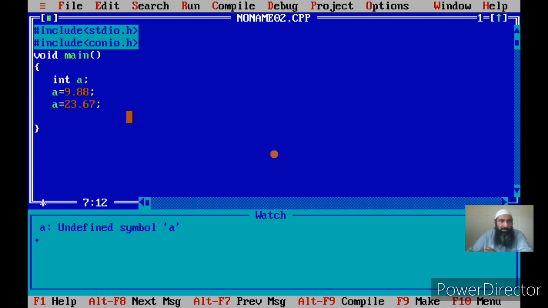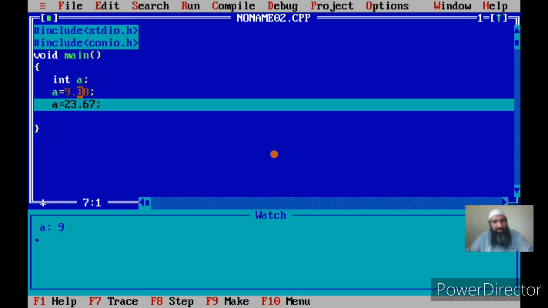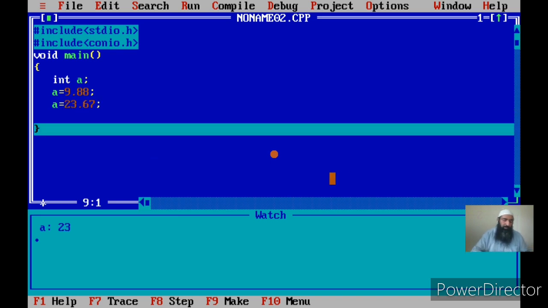This is the designer's limitation. The people who have designed C have made it so that it can store only numbers without a decimal point. So if you try to store a number with a decimal point in it, it will drop the decimal part and store the integer part. Dropping the decimal part or losing the decimal part is called truncation. Let us see. I'm trying to assign 9.88 into it. It cannot hold 0.88, it can hold only 9. So truncation has taken place. Now again A cannot hold the 0.67 part of this number, it can hold the 23 part. That's the first part, that is the integer part.